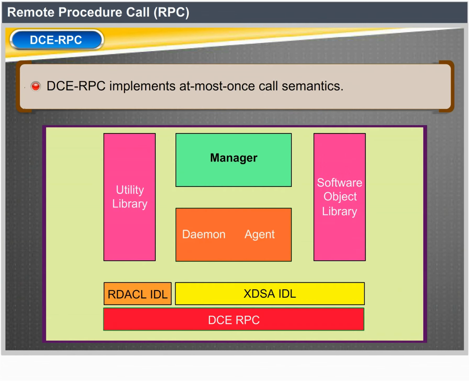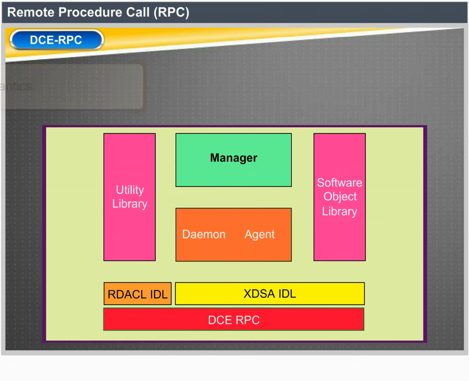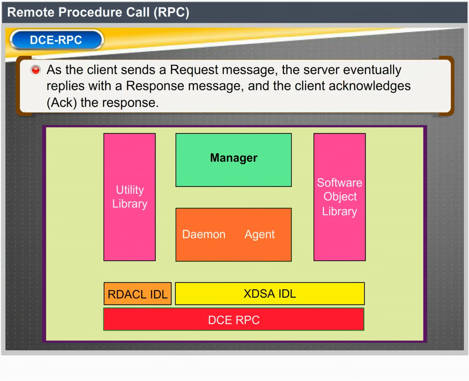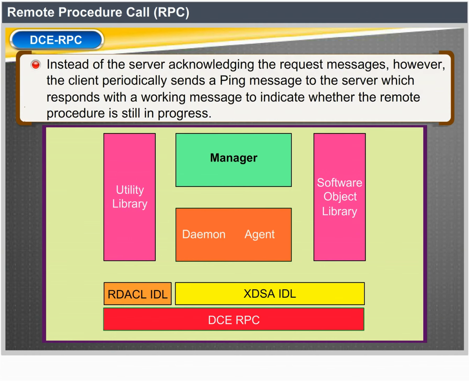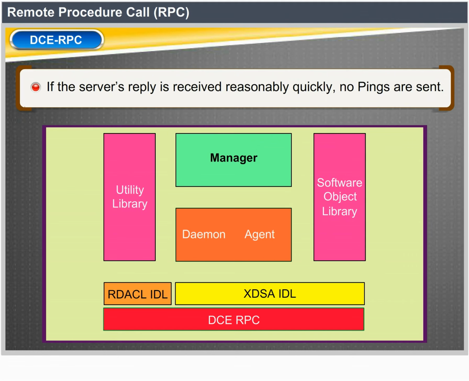DCE RPC implements at most once call semantics. The client sends a request message. The server eventually replies with a response message, and the client acknowledges (ACK) the response. Instead of the server acknowledging the request messages, however, the client periodically sends a ping message to the server, which responds with a working message to indicate that the remote procedure is still in progress. If the server's reply is received reasonably quickly, no pings are sent.